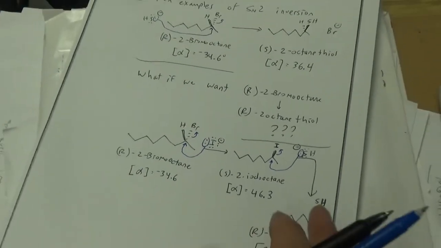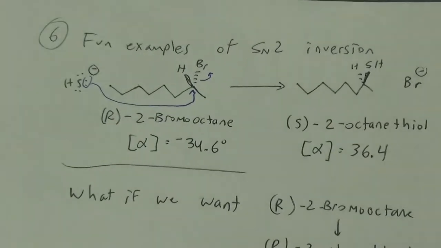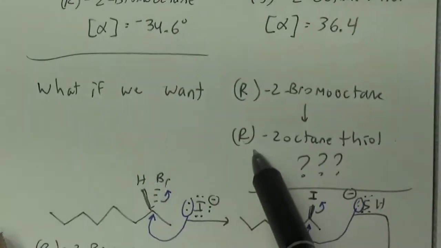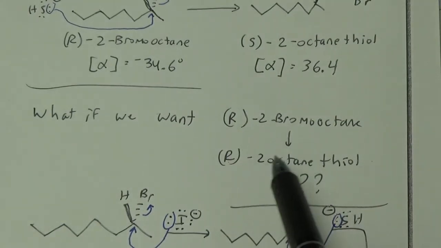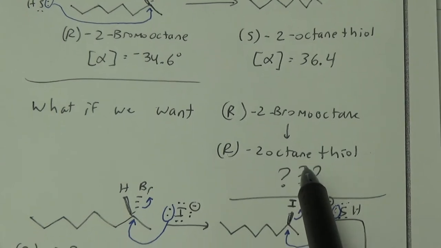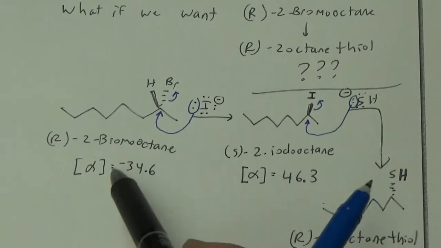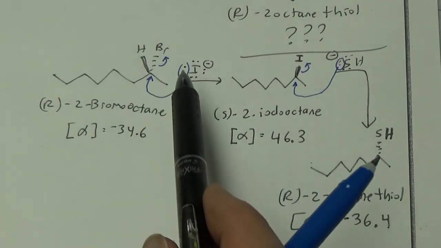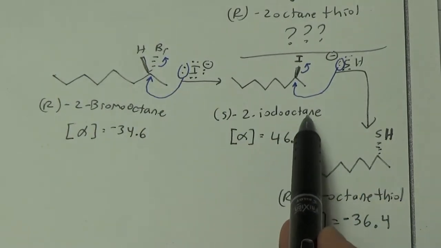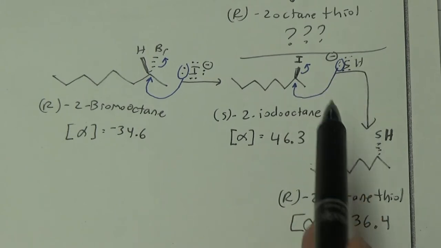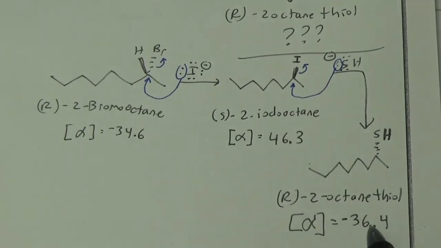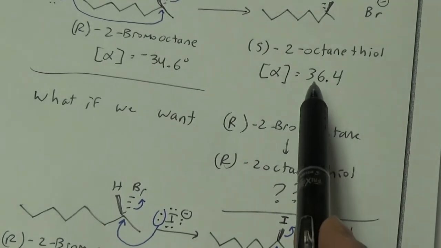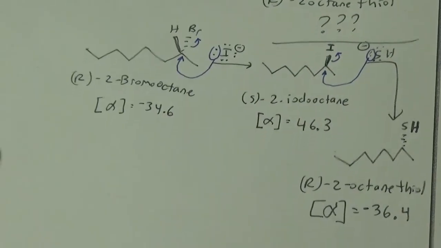Looking back at the overall page, I don't know if you can see it all. We initially showed R go to S, and then the question was, how could we go from R to R, R-2-bromo to R-2-octanethiol? And the answer was we do a double inversion. So we take R-2-bromooctane, do a single inversion to S-2-iodooctane, and then do a second inversion back to R-2-octanethiol. And that gives us negative 36.4, the opposite of 36.4, which is the S one. That's pretty cool. Alright.